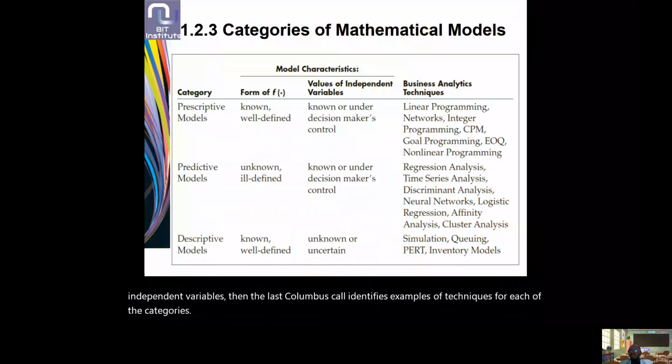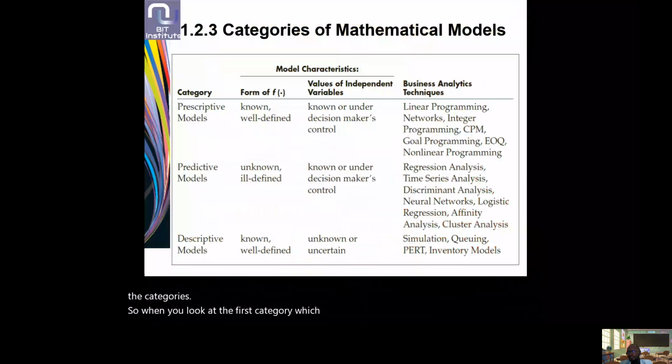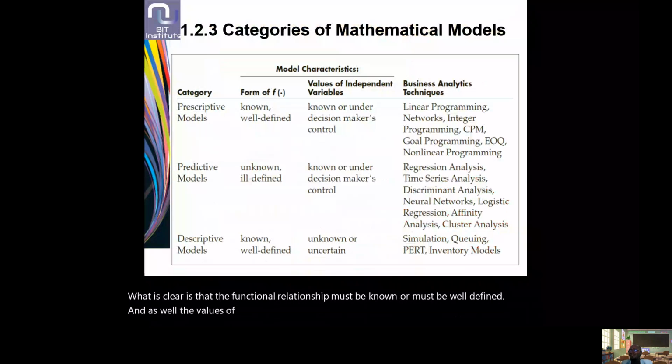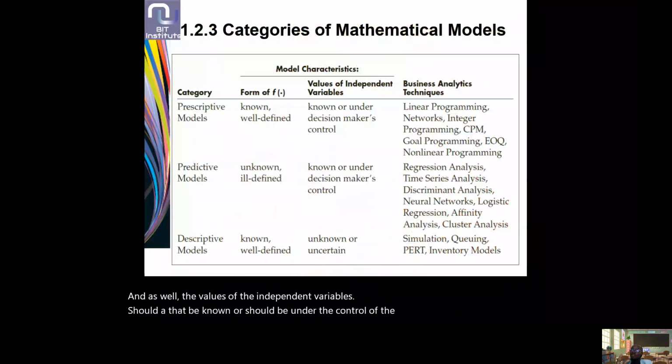When you look at the first category, prescriptive models, what is clear is that the functional relationship must be known or well defined. As well, the values of the independent variables should either be known or under the control of the decision maker. So for prescriptive models, those two must be clear: the form of the functional relationship, as well as the values of the independent variables, must be known.